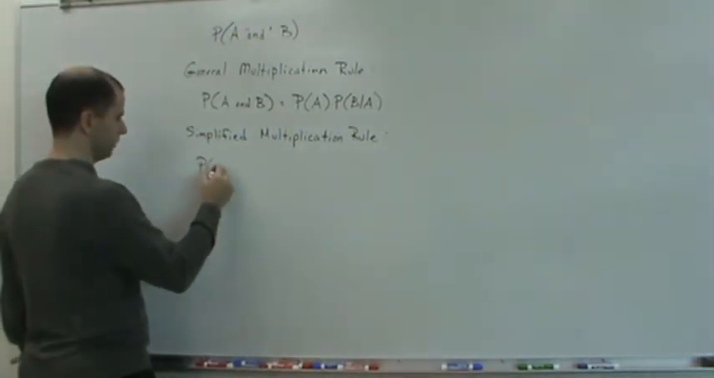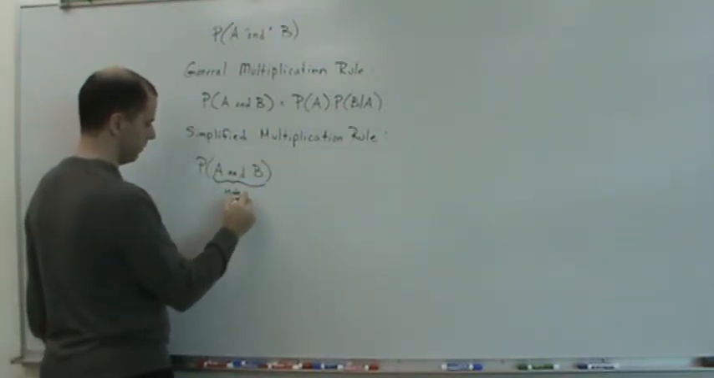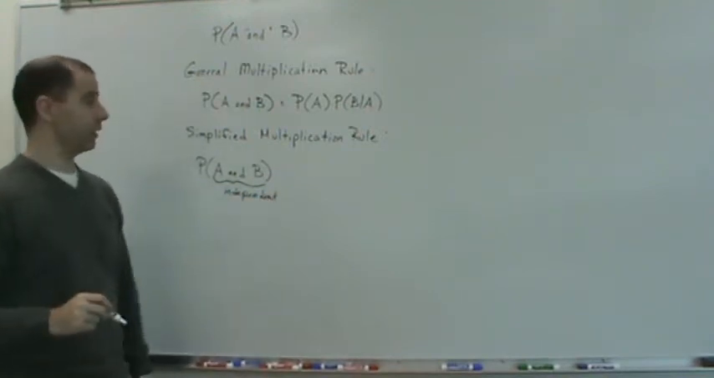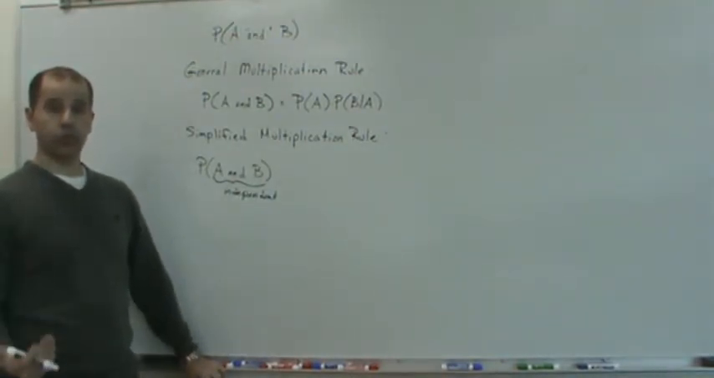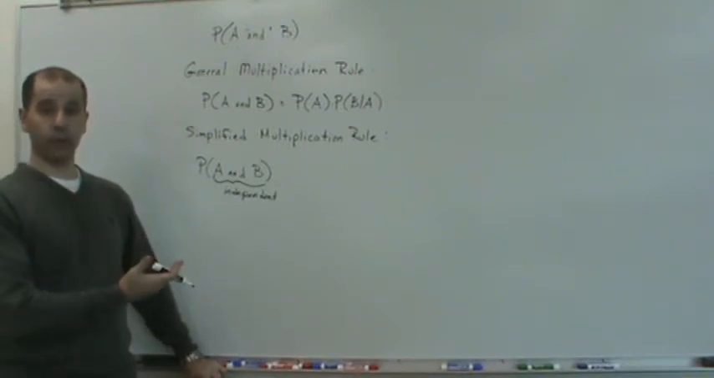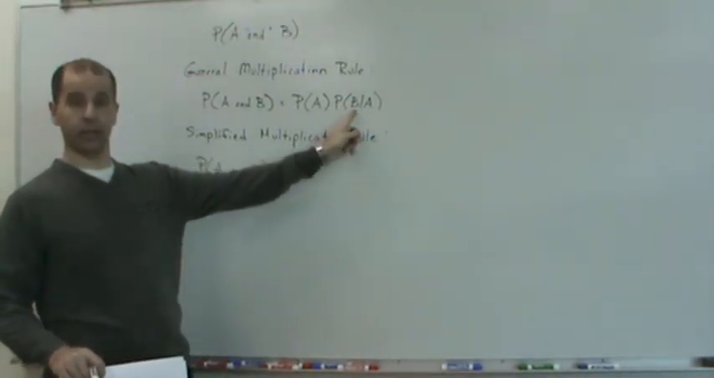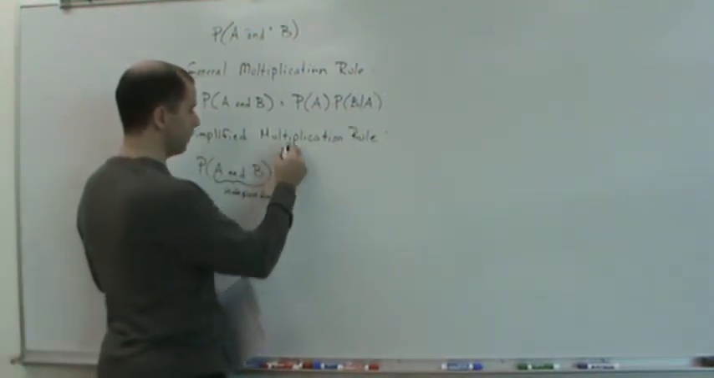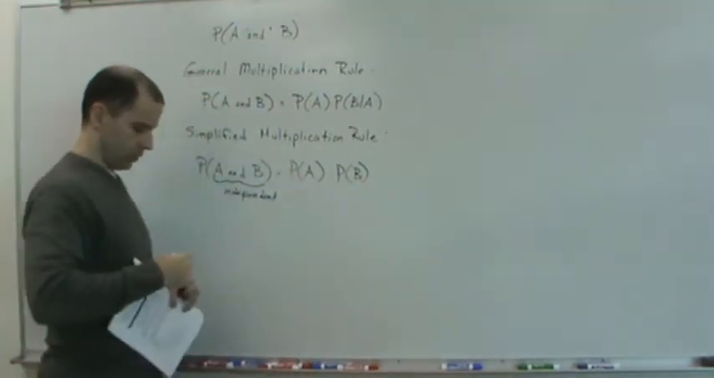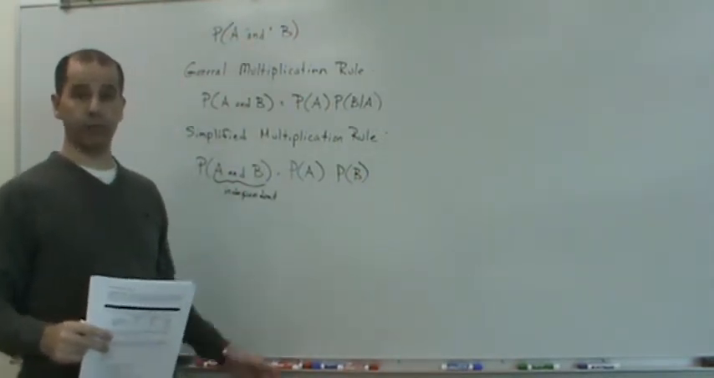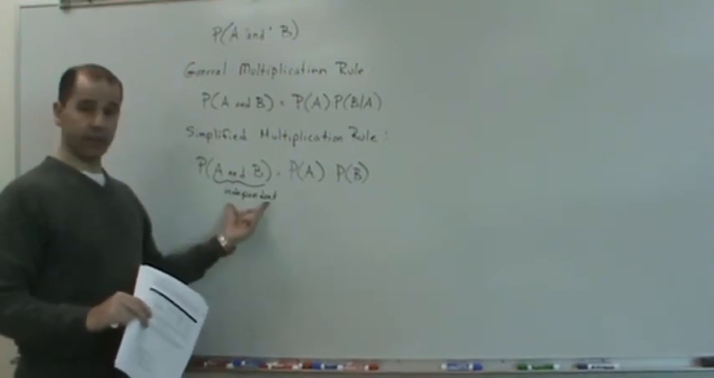And so what happens if A and B are independent? Well, what happened to the conditional probability when A and B are independent? It just reduces to the probability of the event that we're interested in. It doesn't matter if we know that A has occurred or not, it's still just the probability of B. So it just becomes the probability of A times the probability of B, the product of the individual probabilities of the separate events. That's what we're going to use if we know that the events are independent.